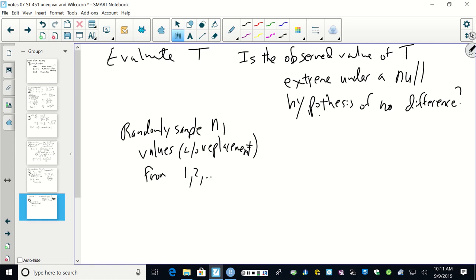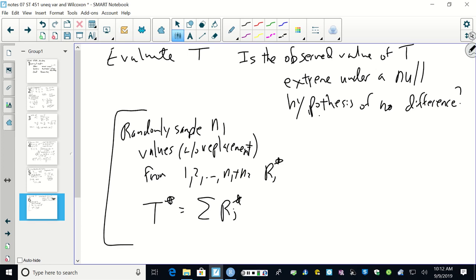From 1 to n2. And then we calculate the sum of those sampled ranks. The n1 values would be called these Rj stars, right? And we add that up. And we do that sampling a large number of times. So we get 1,000 values of this sum of rank statistic.